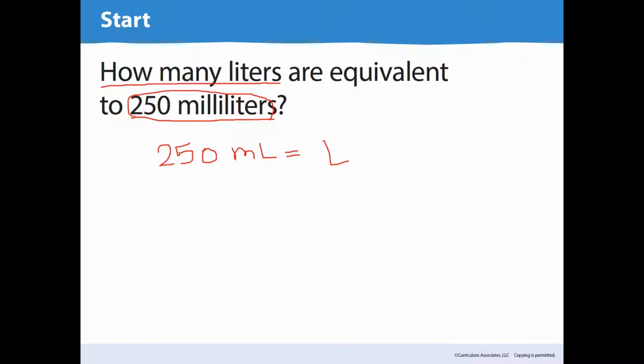Okay, the milliliters is the smaller unit and the liters is the larger unit. So we want to move from a smaller unit of measure to a larger unit of measure. So we're going to be dividing because it's going to be less liters than milliliters. And there are 1,000 milliliters in a liter. So we're going to divide by 1,000. That means moving our decimal point 3 places to the left. And so our answer is 250 thousandths liter.